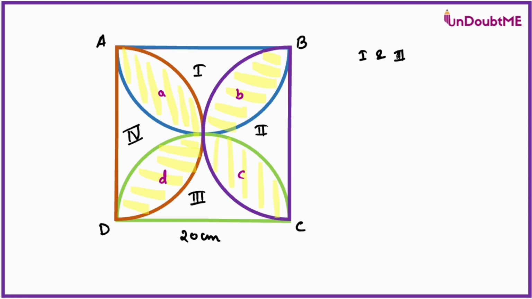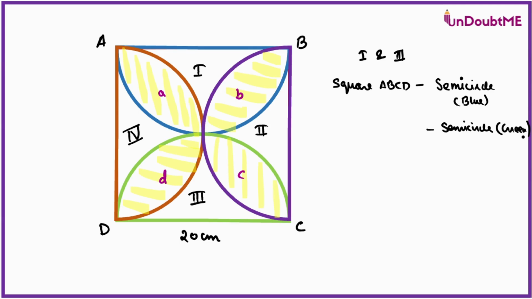Okay, so for that, I'll find the area of square ABCD. So I'll just write it down. Square ABCD minus semicircle blue, because I have colored them, minus semicircle green. Okay, whatever we do for these two, we will just repeat for the other two. So it will be just a copy paste of what we are doing here.